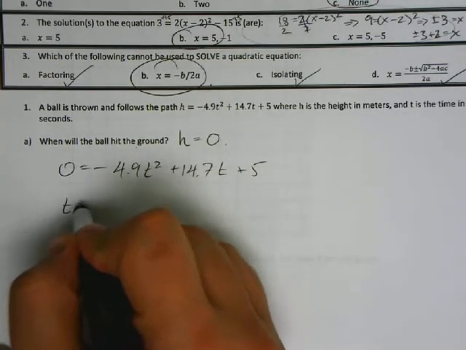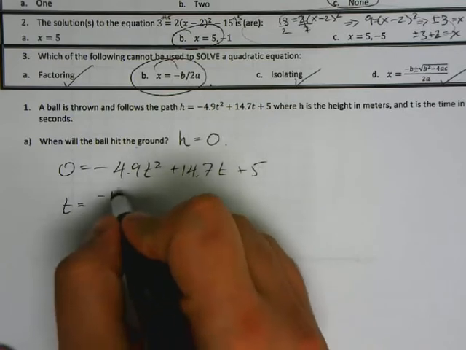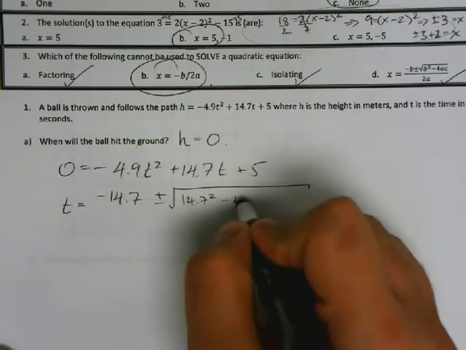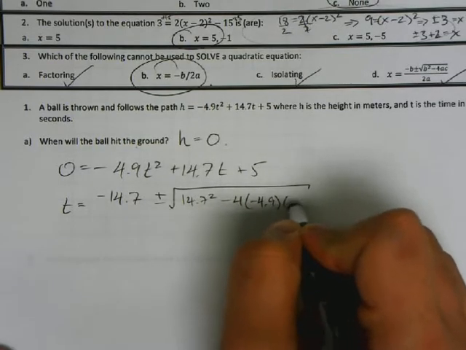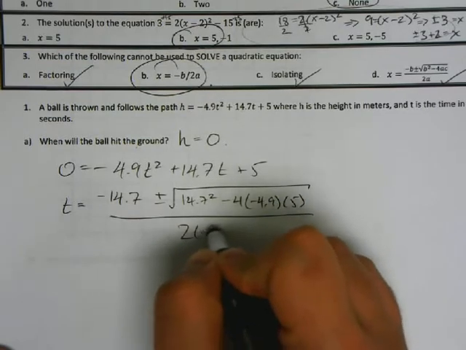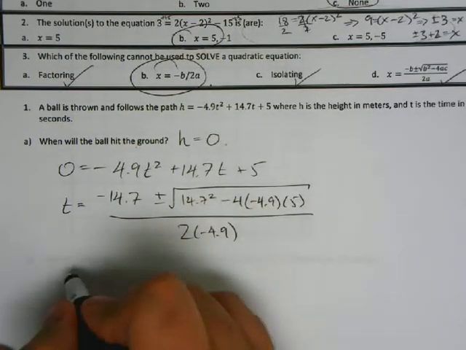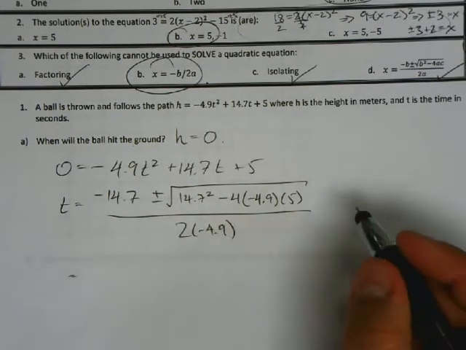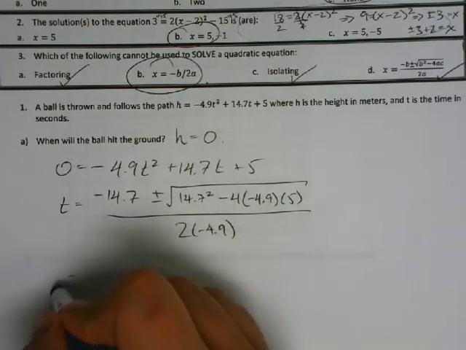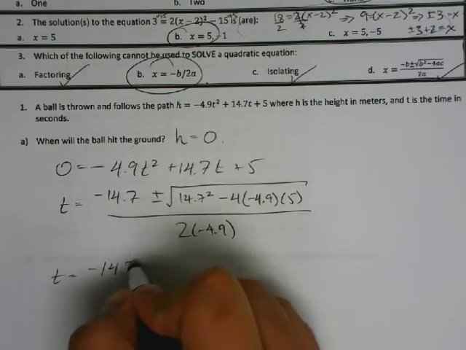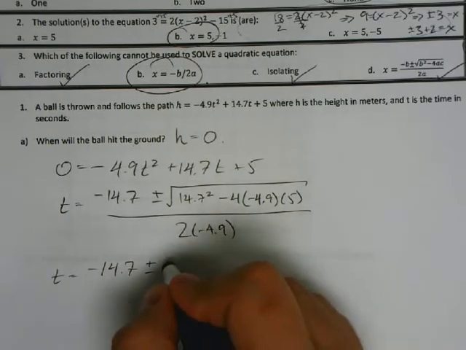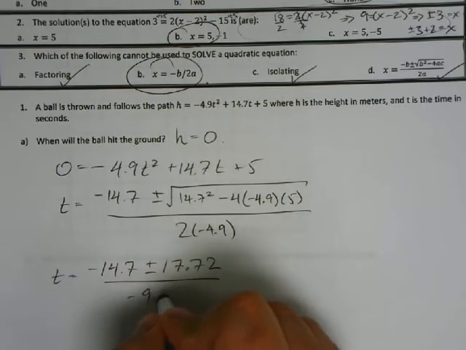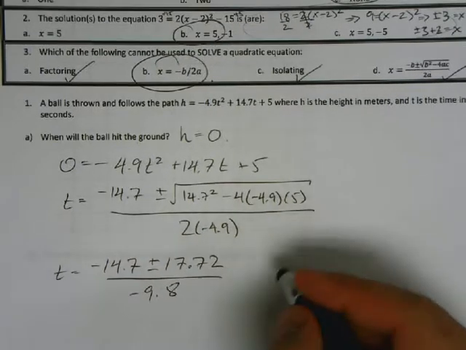So we plug it into the quadratic formula, and we get negative b plus or minus the square root of b squared minus 4ac over 2a. Okay, so if we simplify this and take the square root, we end up with t is equal to negative 14.7 plus or minus 17.72 over negative 9.8. So that gives us our two options.